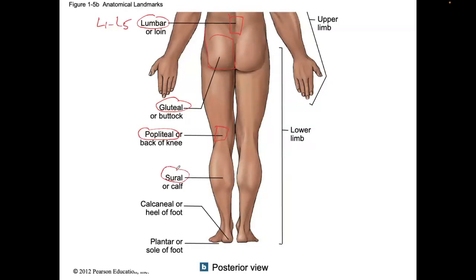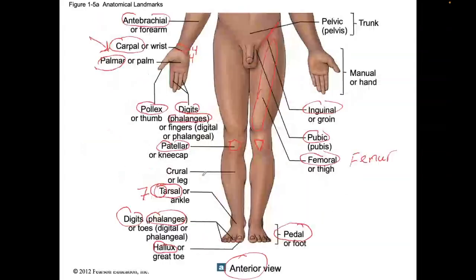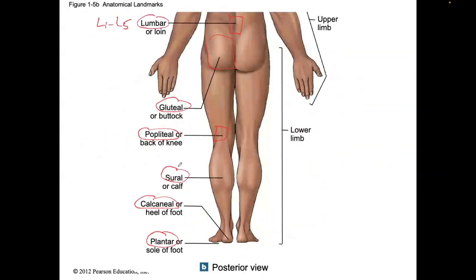The calf is called sural. The heel is called calcaneal. And the bottom of foot is called plantar. The opposite side of the sural in the front is called crural. Crural is like where your tibia bone is. That's in the front. When you get kicked in the shin, that's the crural. But the calf is sural, back here.